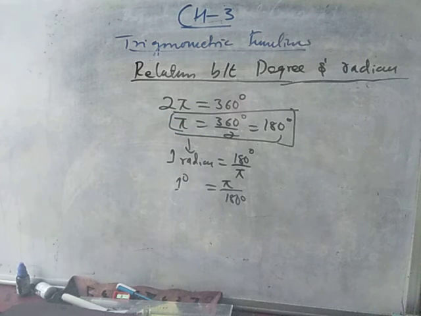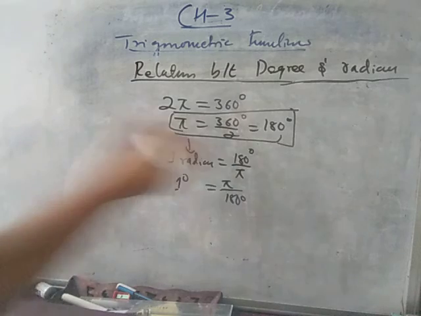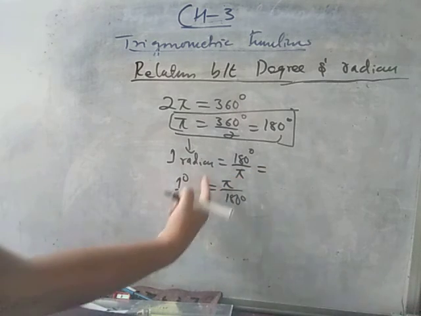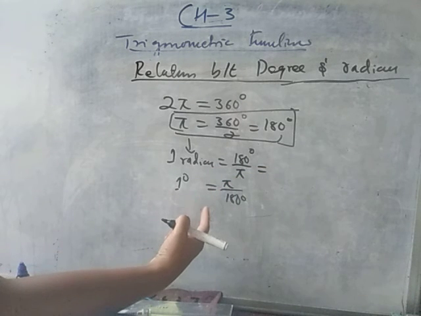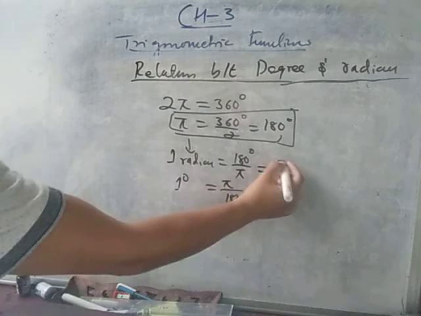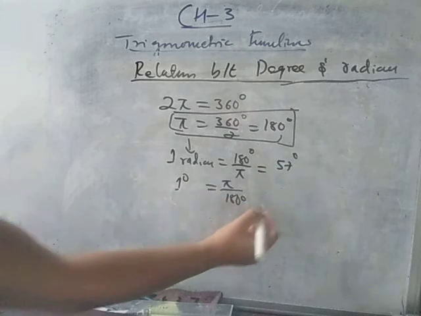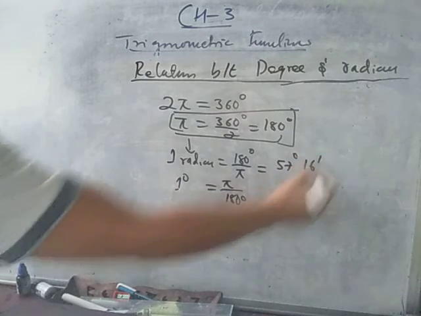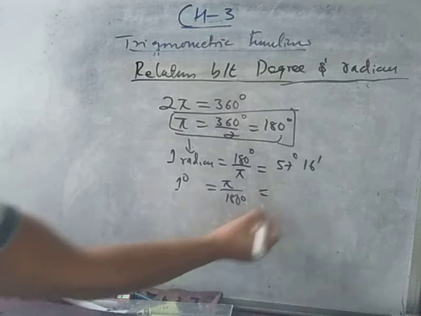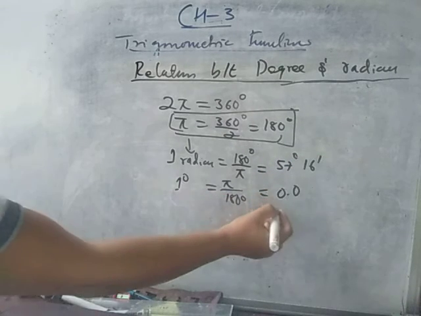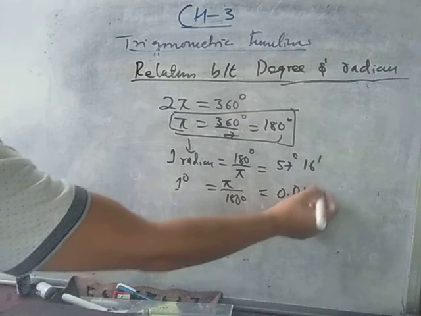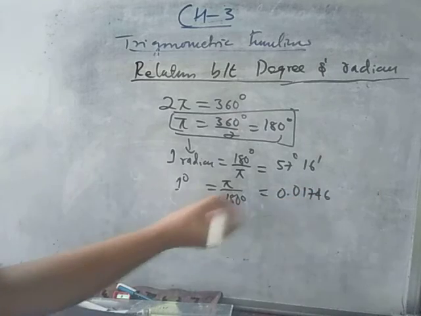So hope you understood. Then comes the value of this, if you put 22 by 7, okay, value of pi, then you will get 57 degree 16 minute. Okay, and this is your 0.01746 radian.